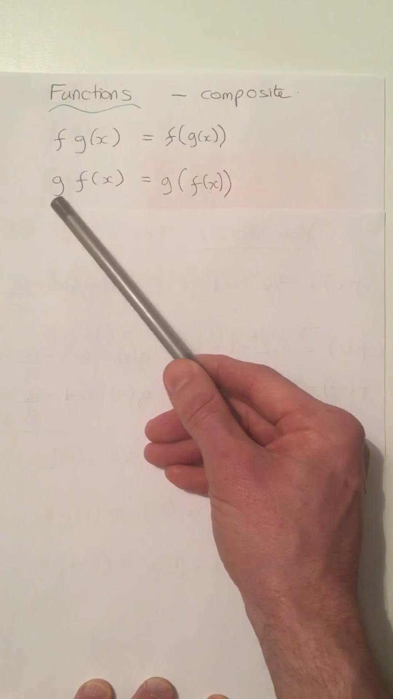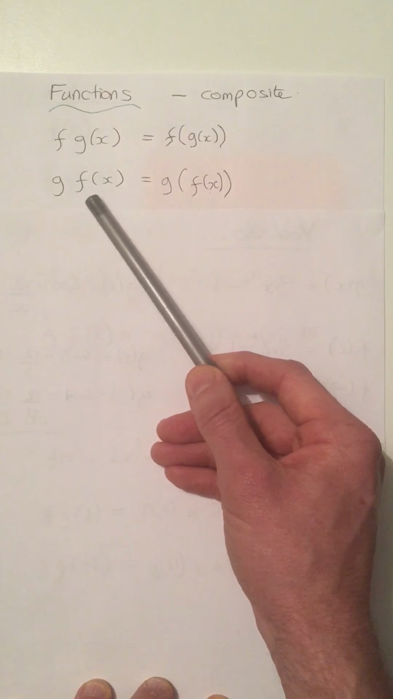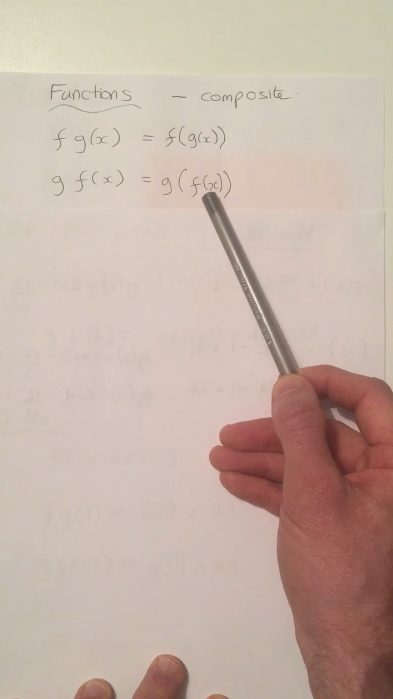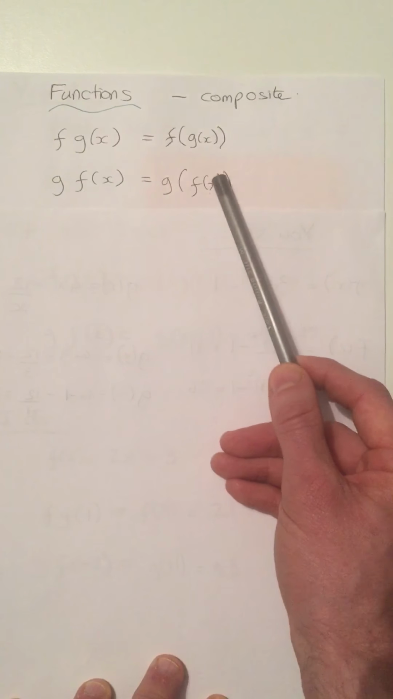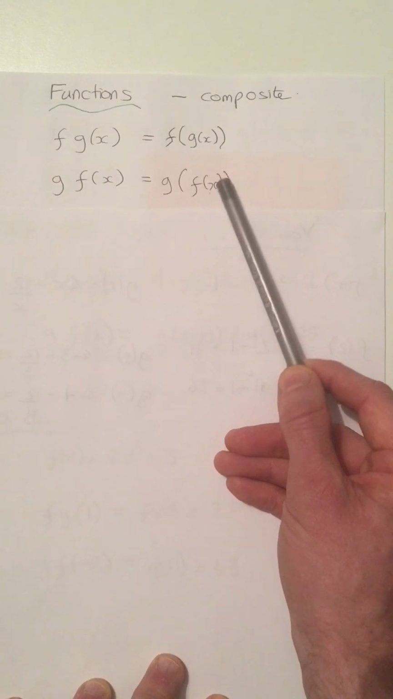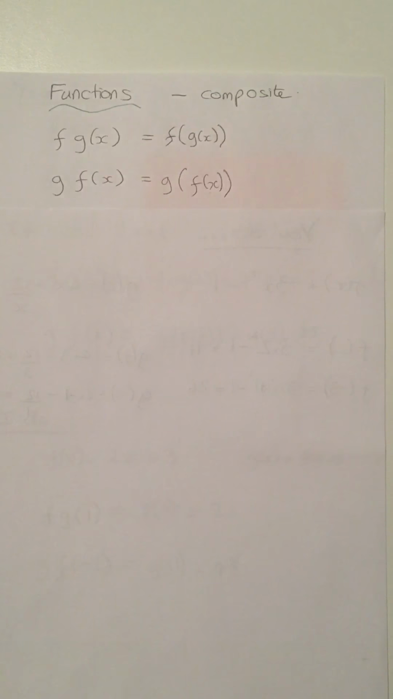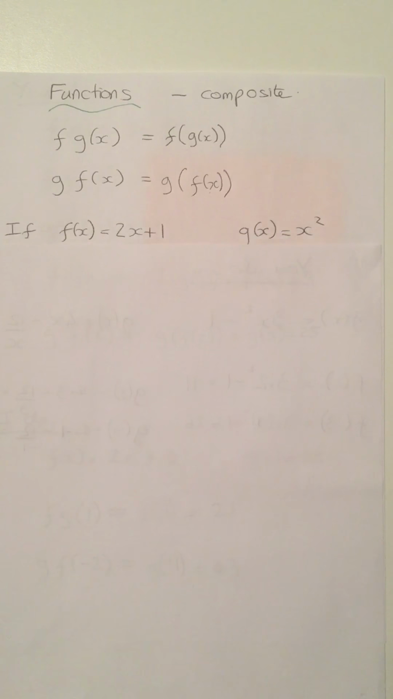Whereas this one, gf of x, means the same thing as g of f of x. So this means to substitute the x into the f function first, get my answer, and then substitute that into the g function. Might sound complicated, hopefully it's not once we've done an example.